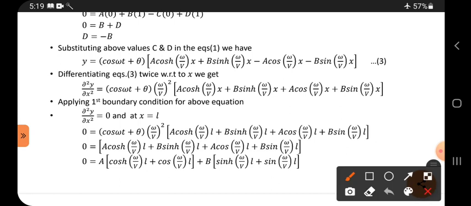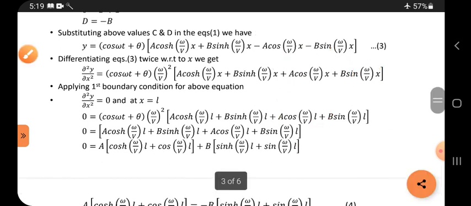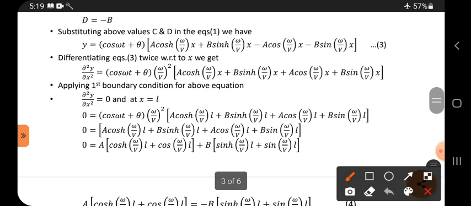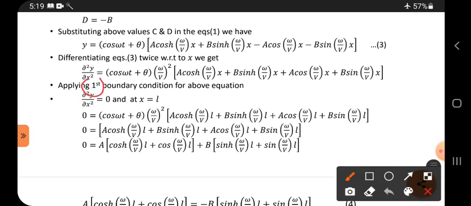Next, here cos differentiation the first time is sine, and sine differentiation the second time is minus cos. Already we have the minus, so minus times minus gives plus. Next, sine differentiation one time is cos, and cos differentiation the second time is minus sine. Already we have the minus, so it becomes plus. Like this we got it. Now substitute the boundary conditions. It is not the first boundary condition, it is the second boundary condition, sorry for this.